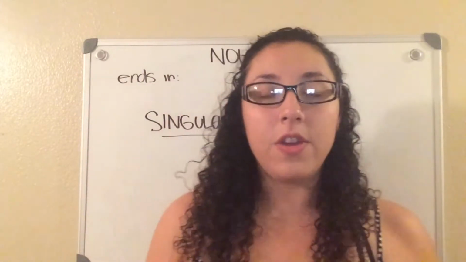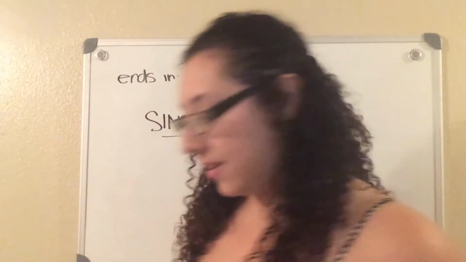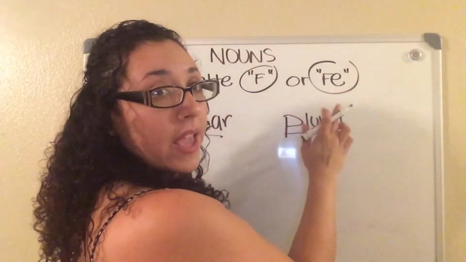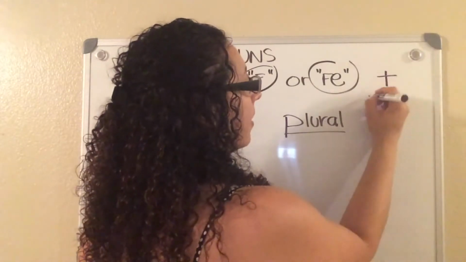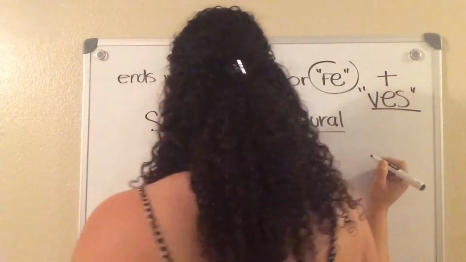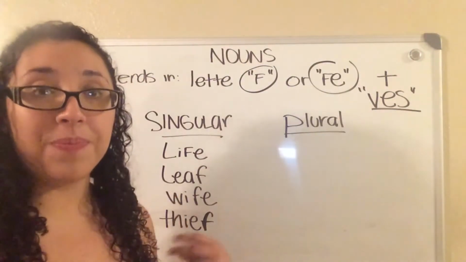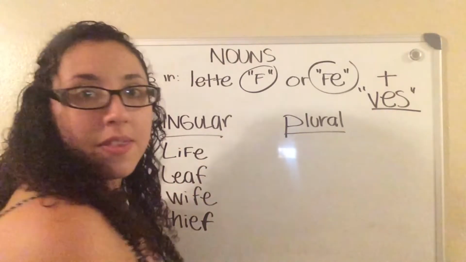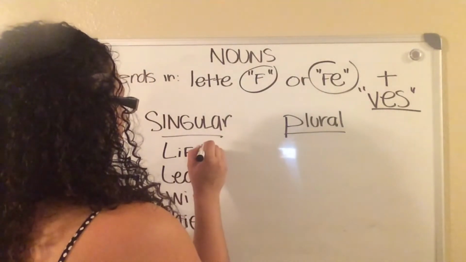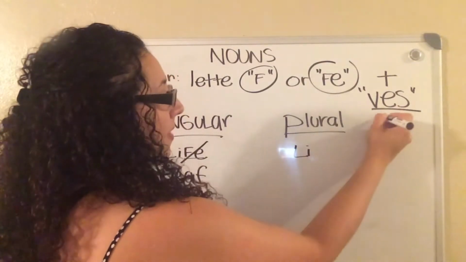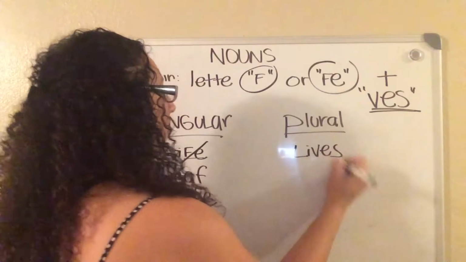Another rule is when your noun ends with the letter F or FE. You would remove F or FE and add VES. So for example, the word life. In order to make it into plural, you would say lives. So you would remove FE and you would replace it for VES, lives.